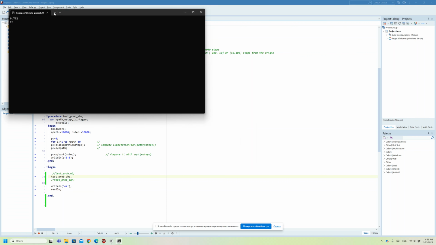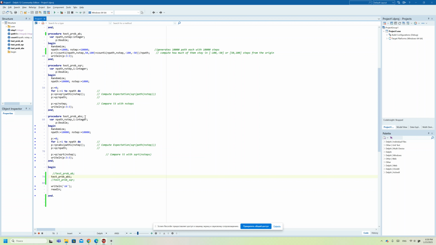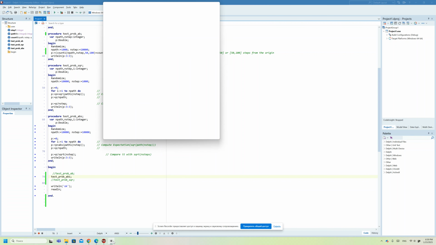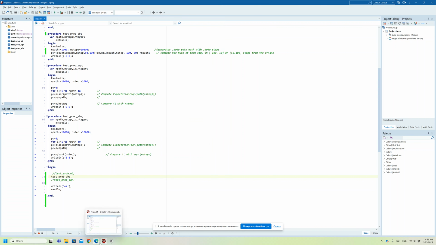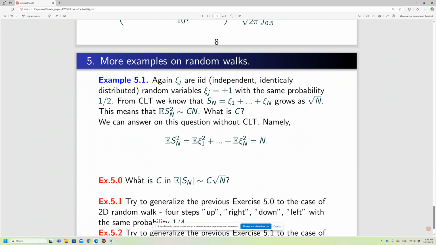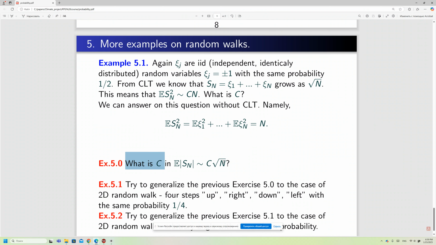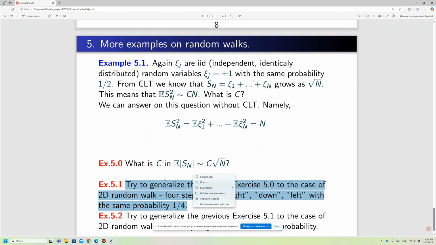And what is this constant? Maybe this is 1 divided by the square root of 2, or maybe something else. This is an interesting question. So a theoretical answer exists. It is possible to obtain this theoretical value by using the central limit theorem. This is an exercise for you. But even if you obtain the numerical results, it will also be great. Numerical results not for this example, because I already showed you how to obtain this numerical result, but numerical results for the example where you have 4 steps.